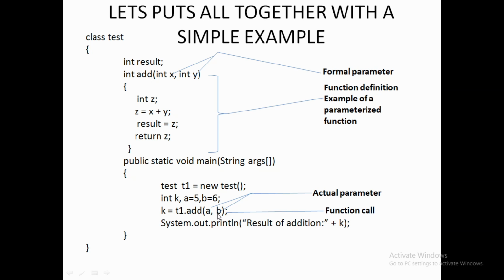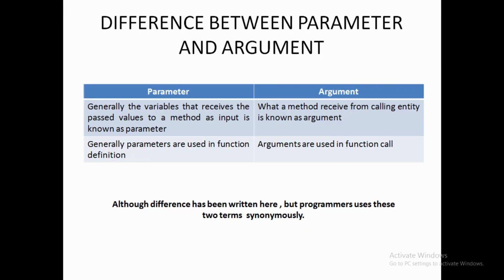Now this concept will help you to understand that table of difference between parameter and argument. You can see generally parameters are the variables that receive the passed values to a method as input, and arguments are those that a method receives from the calling entity. Parameters are generally used in the function definition, and arguments are used in function call. So this is all about the difference between parameters and argument.